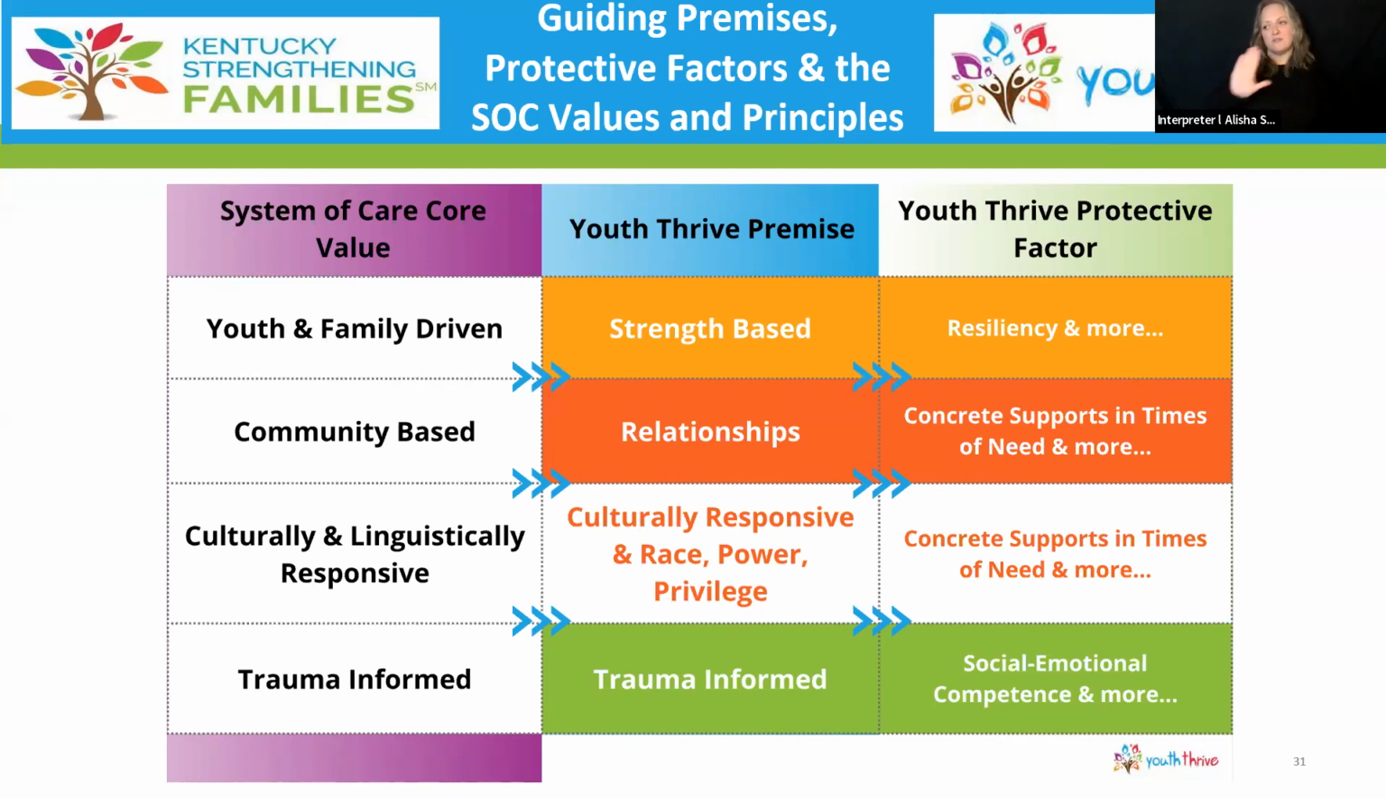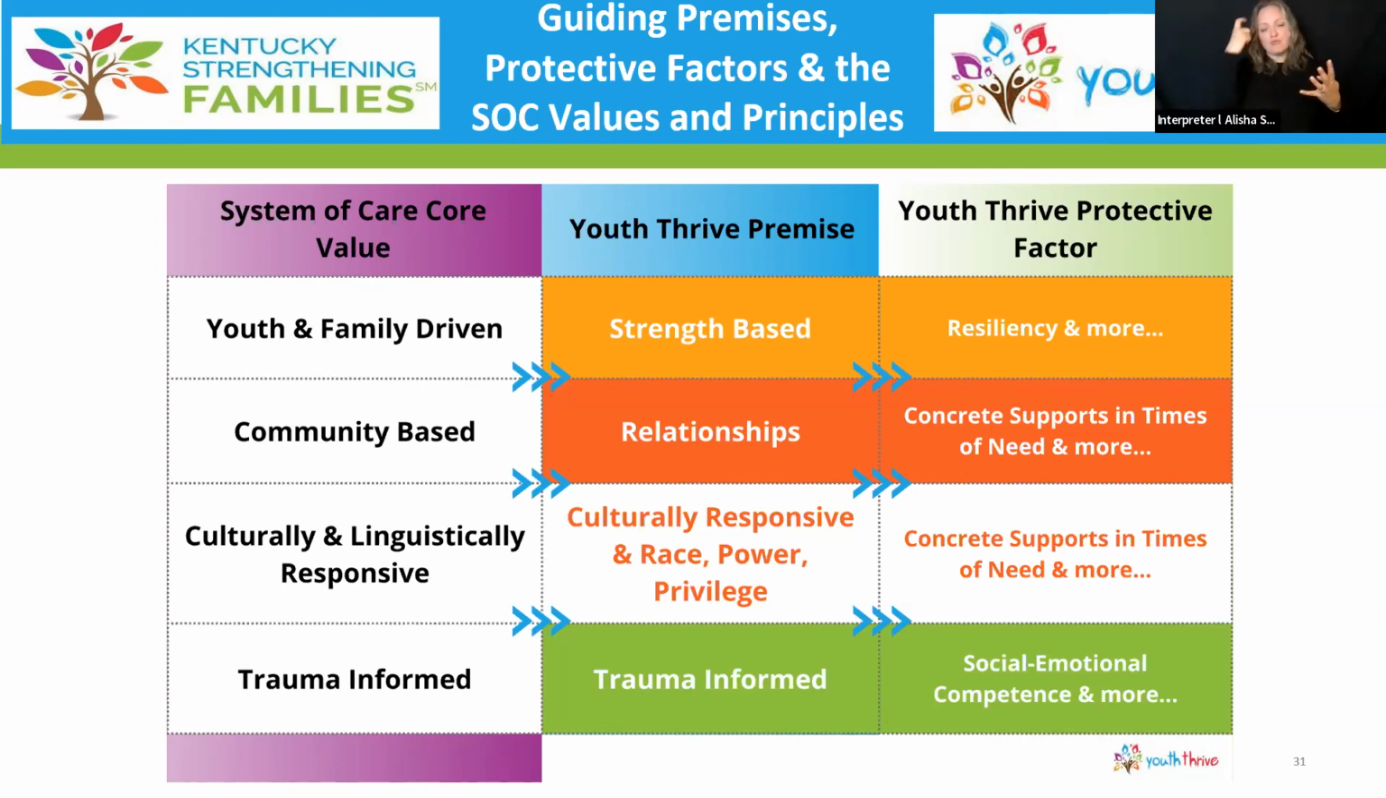So if you're here, hopefully that means you're a System of Care partner and you're aware of what the core values are. I don't have definitions here. And we want to make this slide quick for time's sake. So I'm just going to give you the headings of the 4 core values of System of Care and talk about how they connect with the premises as well as the protective factors. So the 4 System of Care core values here are youth and family driven, being community-based, being culturally and linguistically responsive, and being trauma informed.